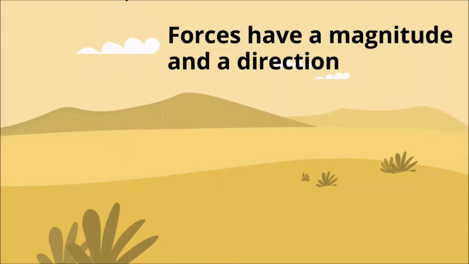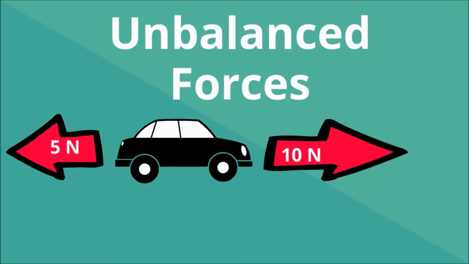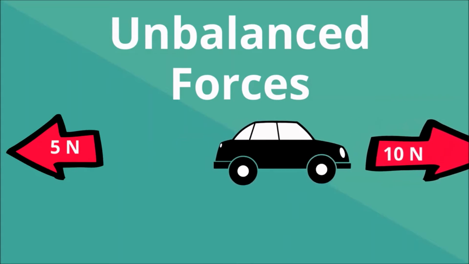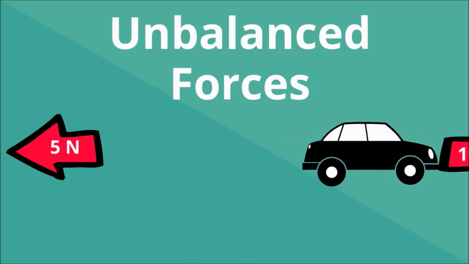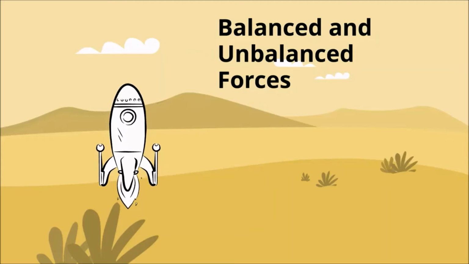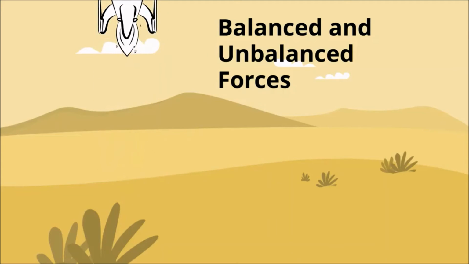Unbalanced forces are not equal, and they cause the motion of an object to change. When 2 unbalanced forces are exerted in opposite directions, their combined force is equal to the difference between the 2 forces. The magnitude and direction of the net force affects the resulting motion. This combined force is exerted in the direction of the larger force. Let's take a look at some real-world examples.